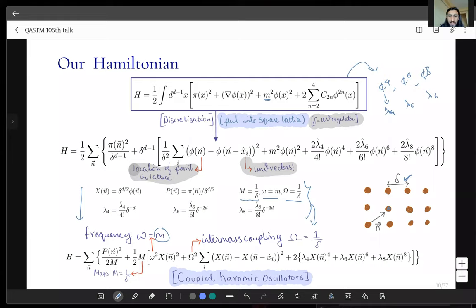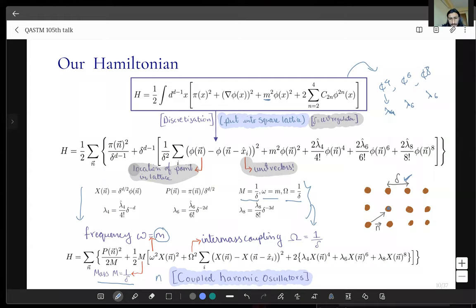So one can see that if delta decreases, the intermass coupling increases, so the interaction between them increases. Also, if we decrease delta, the mass of the coupled oscillators will also increase. So as you can see, these are coupled harmonic oscillators. The summation is over n. First we will work with a simple case of two oscillators.